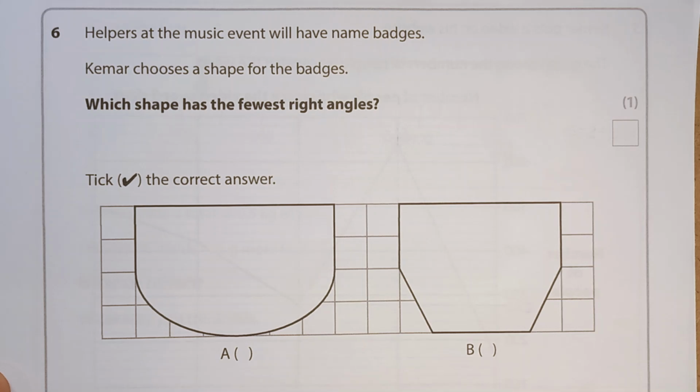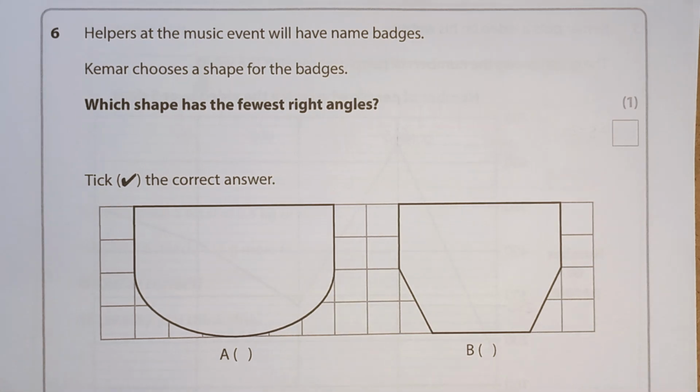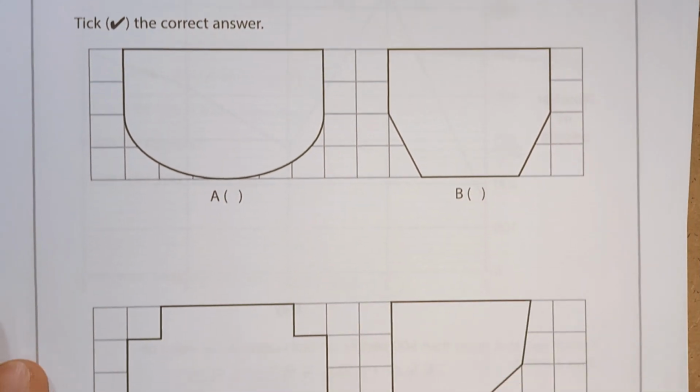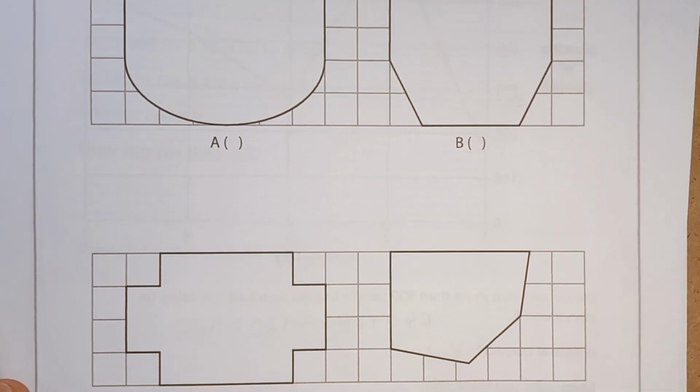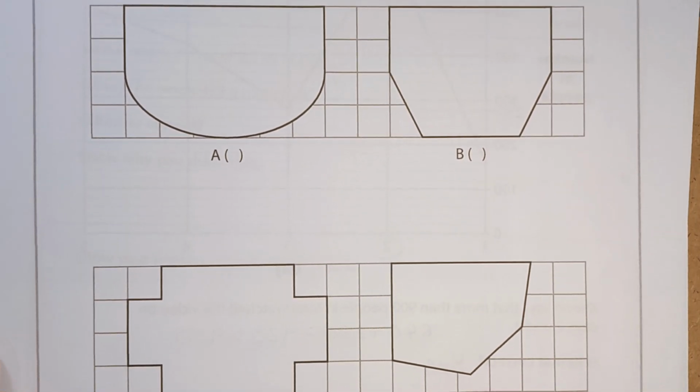Question 6. Helpers at the music event will have name badges. Kemar chooses a shape for the badges. Which shape has the fewest right angles? We've actually got 4 shapes here. Can we fit them all on?